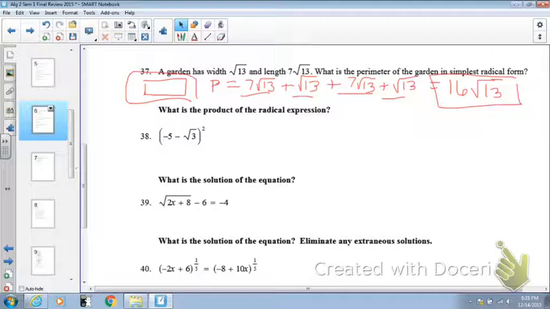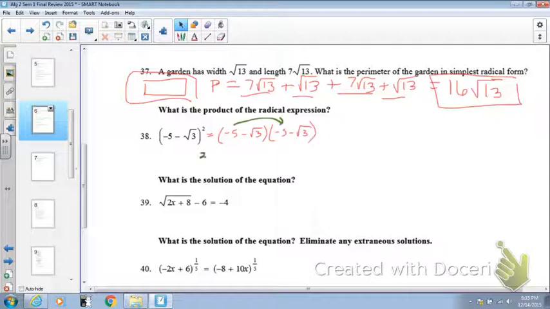Number 38, what's the product of the radical? Remember, when you square something, that means to take it times itself. So we can rewrite it as negative 5 minus the square root of 3 times negative 5 minus the square root of 3. We're going to do the FOIL method: first, outer, inner, last.